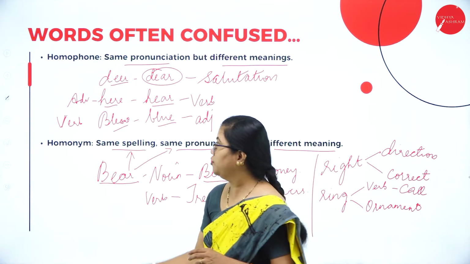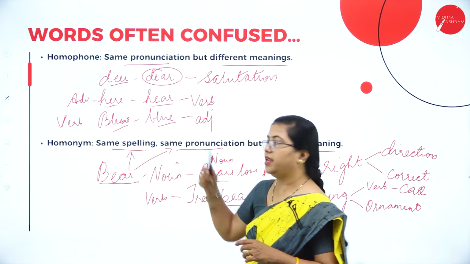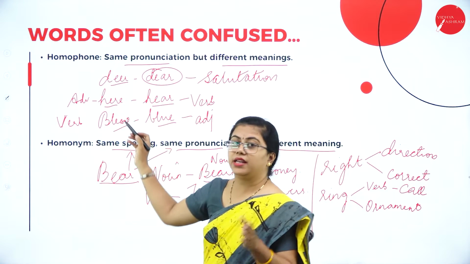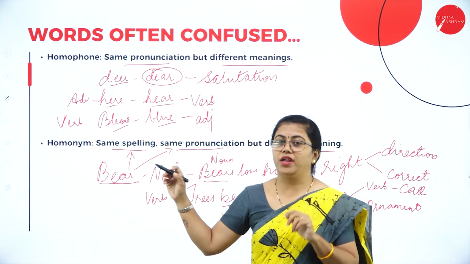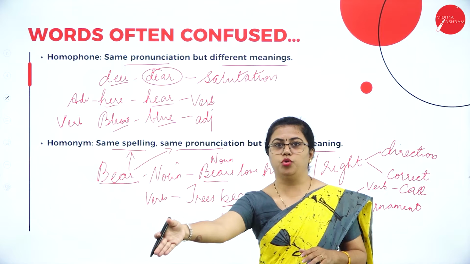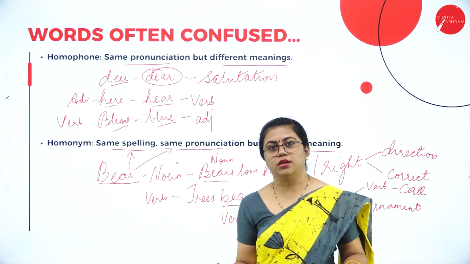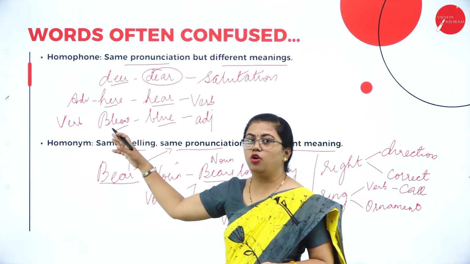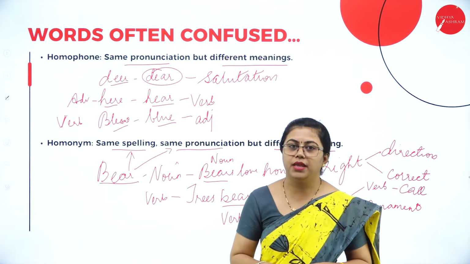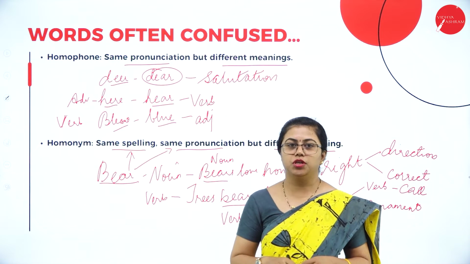Suppose you just get confused between the meanings of here and hear. Suppose you think HERE is a verb, that is you hear. Fine. HEAR is something you show here. No, then you will go wrong. That's the reason you need to know the spelling also. You need to know the proper meaning also when you come to such words.